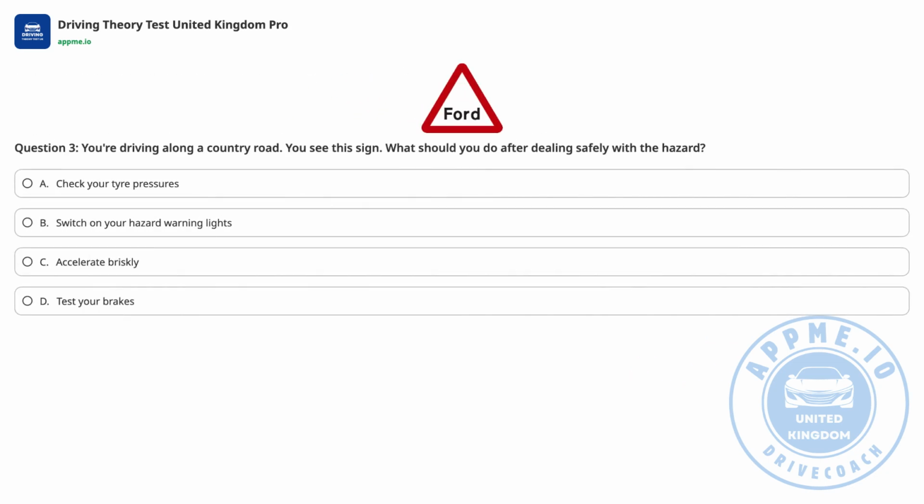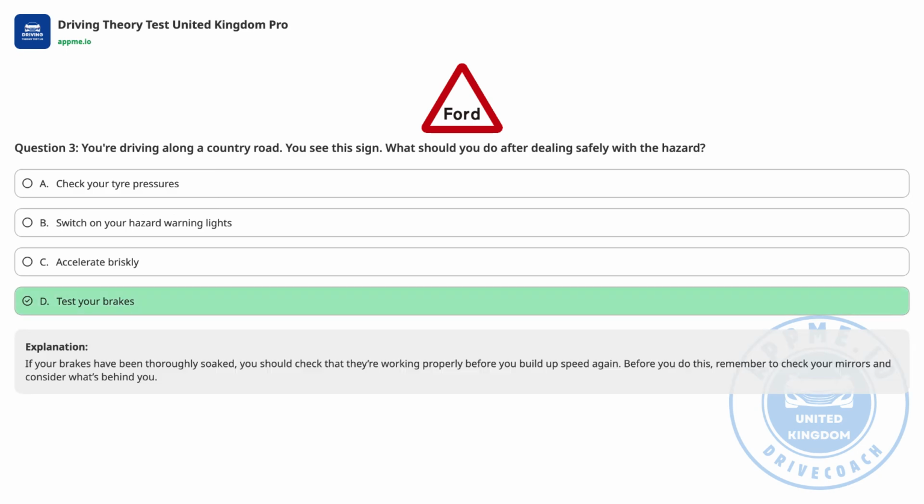Question 3. You're driving along a country road. You see this sign. What should you do after dealing safely with the hazard? A. Check your tire pressures. B. Switch on your hazard warning lights. C. Accelerate briskly. D. Test your brakes. The correct answer is D.